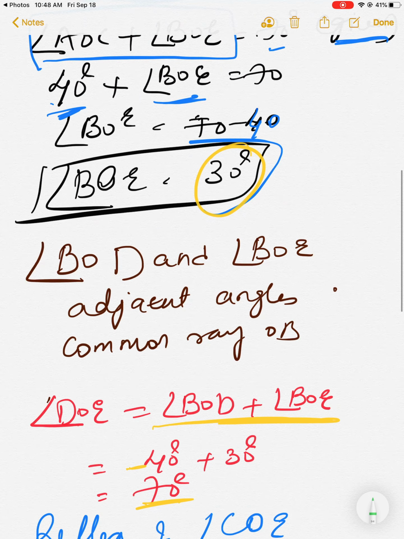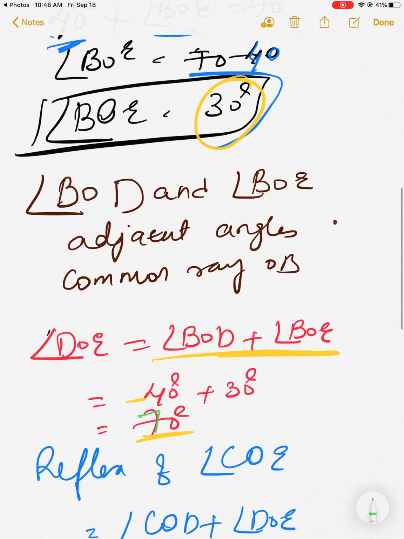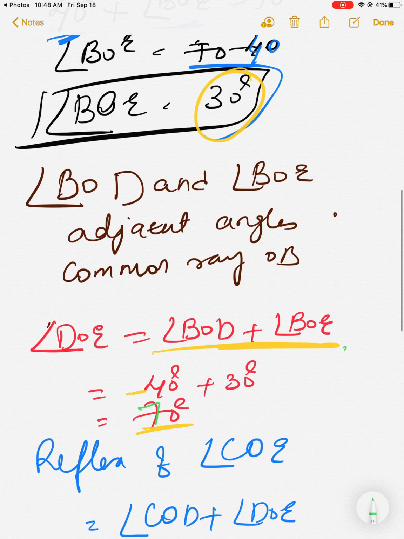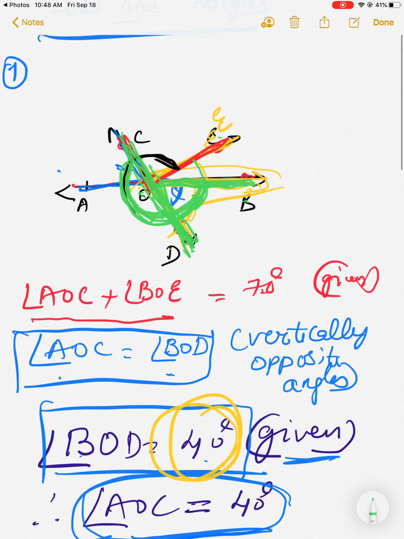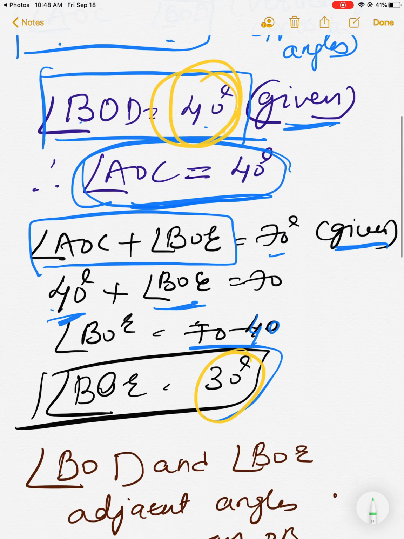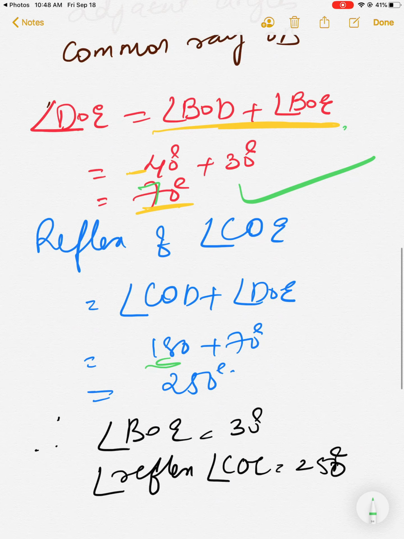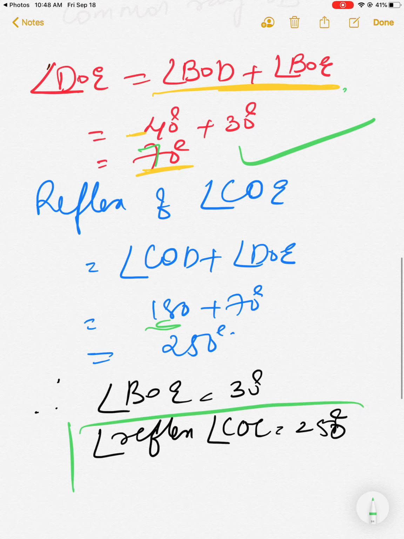Then you have to substitute 70 degrees. DOE is equal to BOD plus BOE, 70 degrees we have got. So 180 degrees plus 70 degrees, that is equal to the reflex of COE, which is 250 degrees. Thank you.